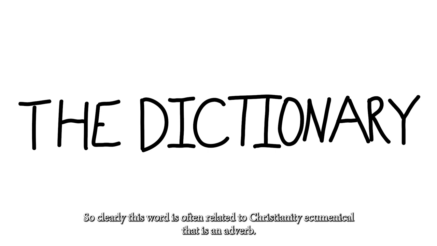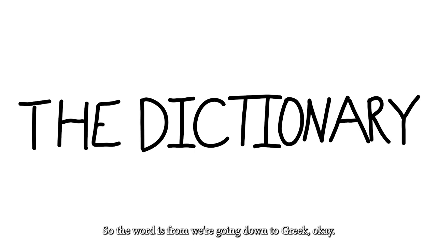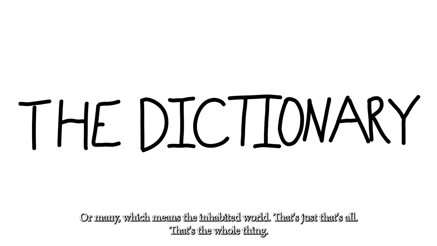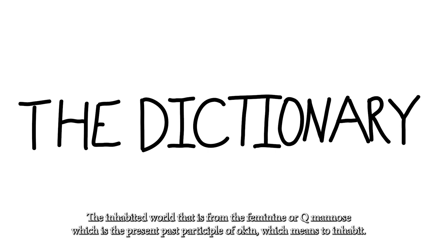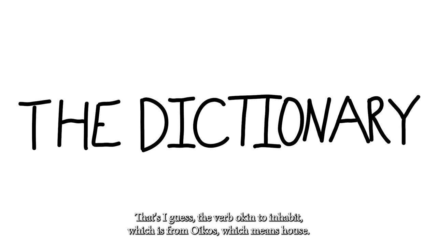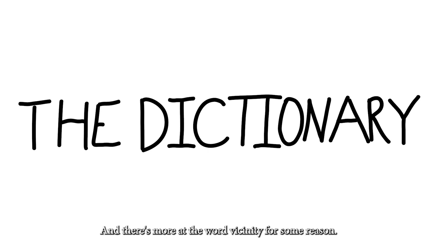Ecumenically, that is an adverb. So the word is from, we're going down to Greek, oikoumene, which means the inhabited world. That's the whole thing, the inhabited world. That is from the feminine, oikoumenos, which is the present passive participle of oikein, which means to inhabit. That's the verb oikein, to inhabit, which is from oikos, which means house. And there's more at the word vicinity for some reason. So, yeah, it's all about just inhabiting a thing. This stuff inhabits the churches and the world, and it's ecumenical.